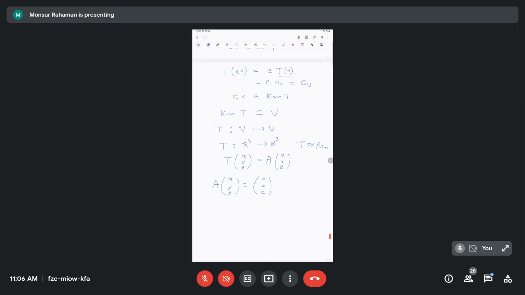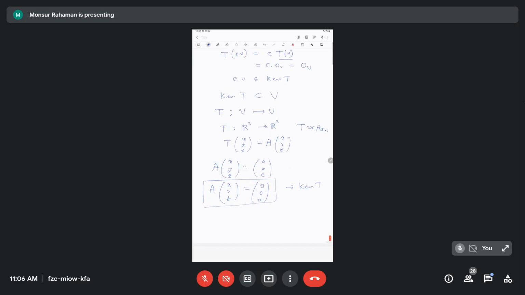A, B, C. यहाँ पे what you will find, X, Y, Z equals 0, 0, 0 for ker T. All those X, Y, Z which are satisfying this equation, these are in ker T. So what is this? This is a homogeneous system of equations. Homogeneous system of equations का जो solution है, this is ker T.